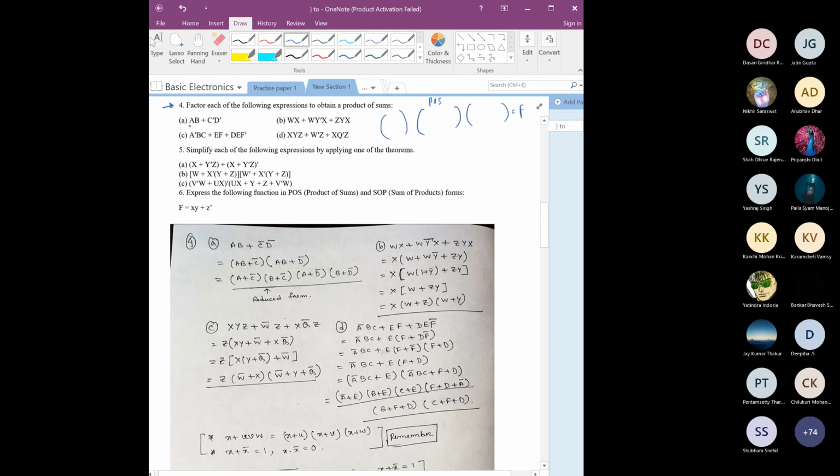So let us start with this, right? It is A B plus this C bar D bar, right? So the first thing is that we can actually split it. We can actually split it in this way, right?